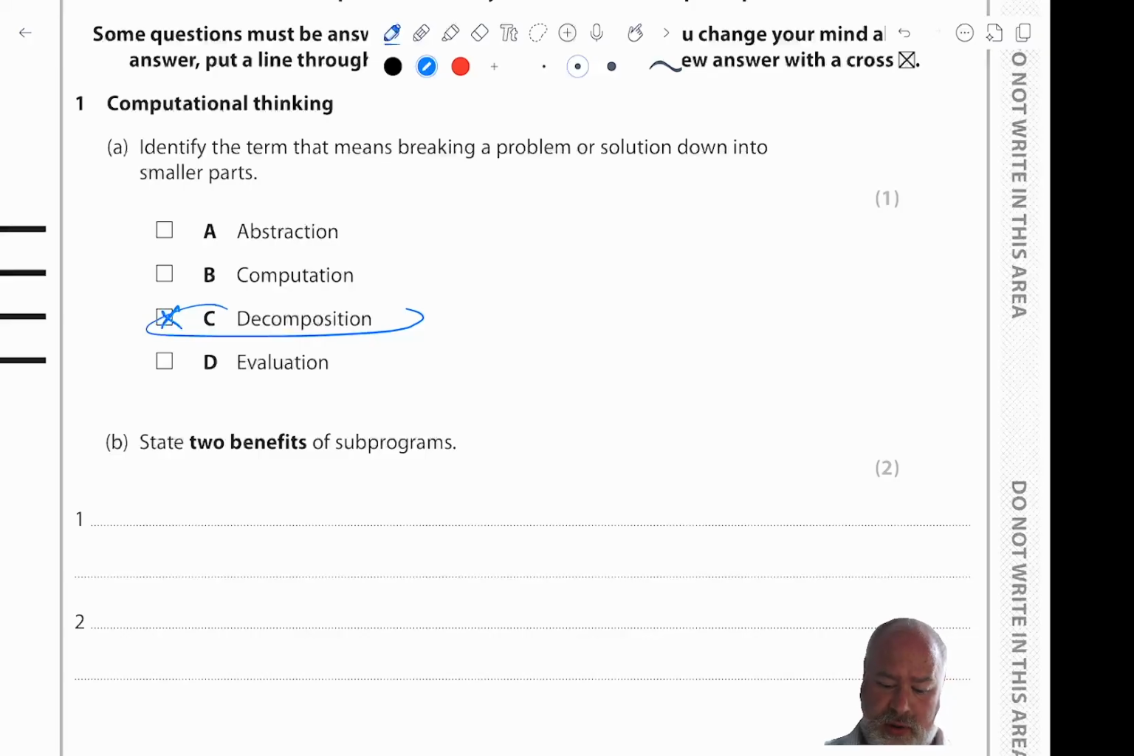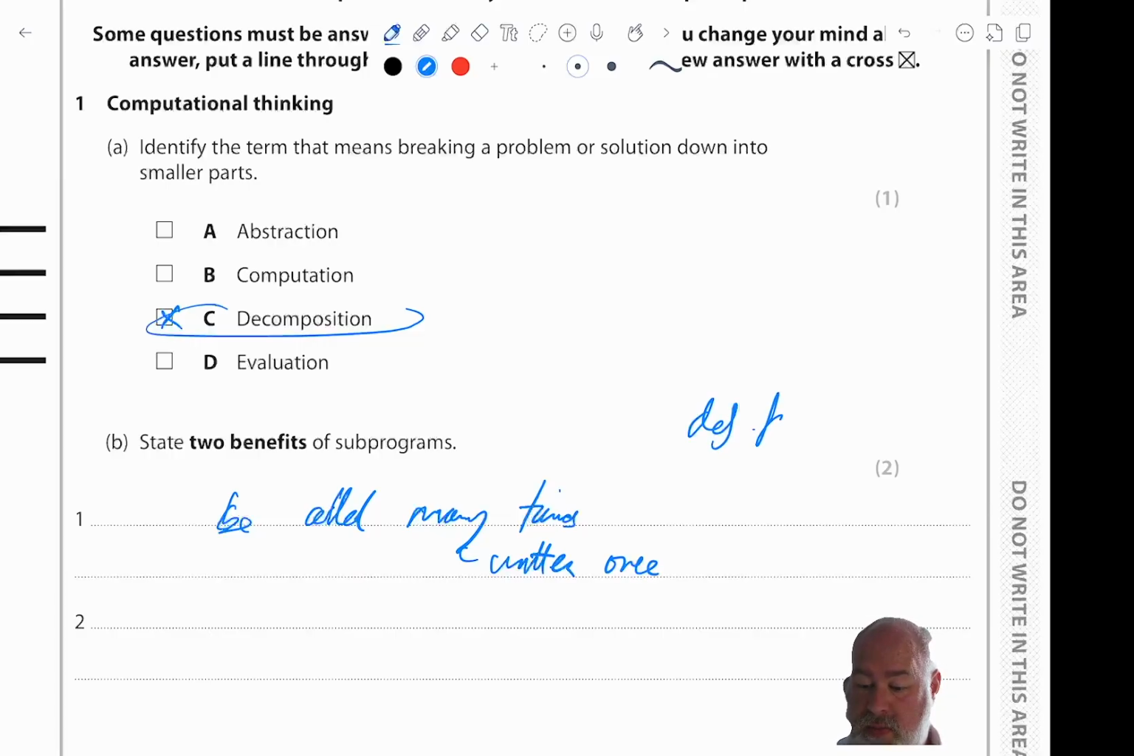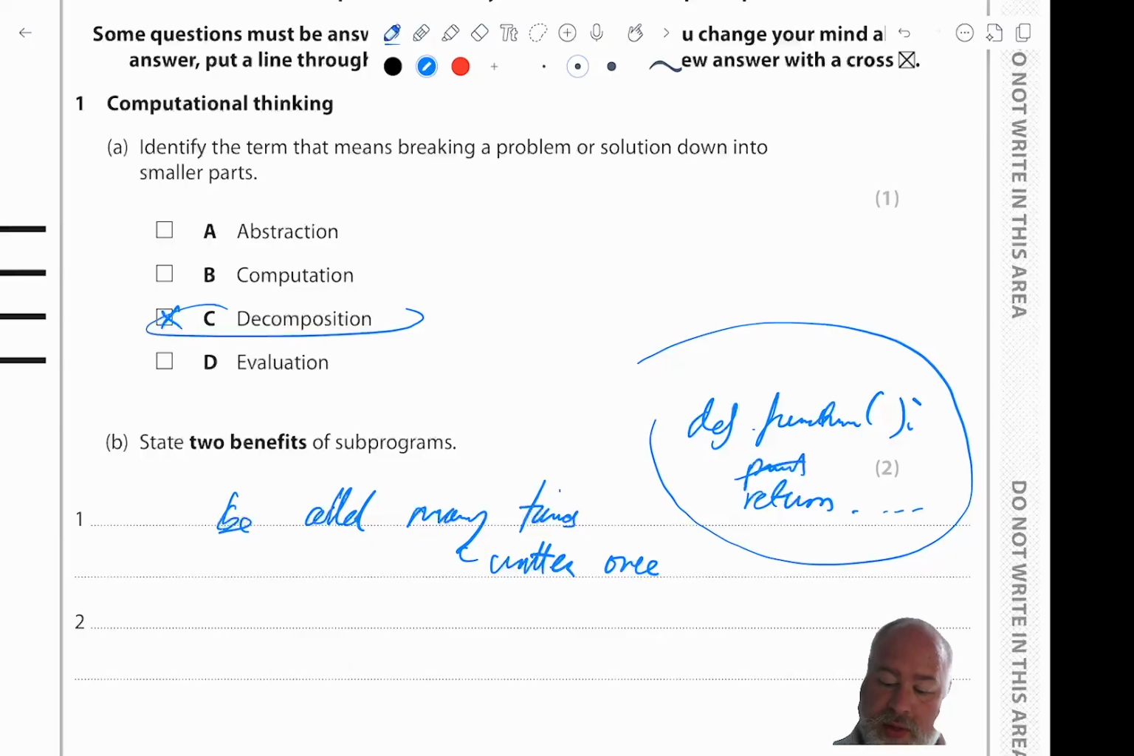Two benefits of subprograms. They could be called many times, over and over again. Written once, which is huge. So user-defined functions or procedures. Return is when you have a function. Print is when you have a procedure. You can just make it once and then call upon it anytime you like.